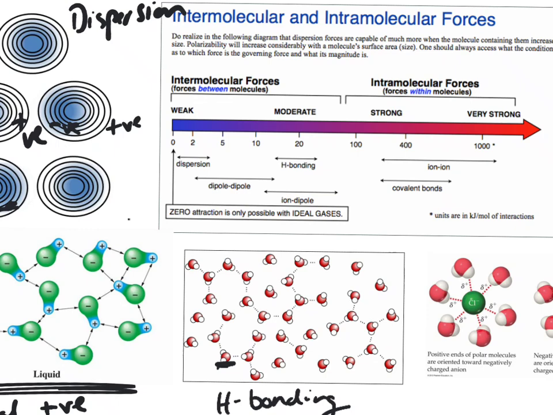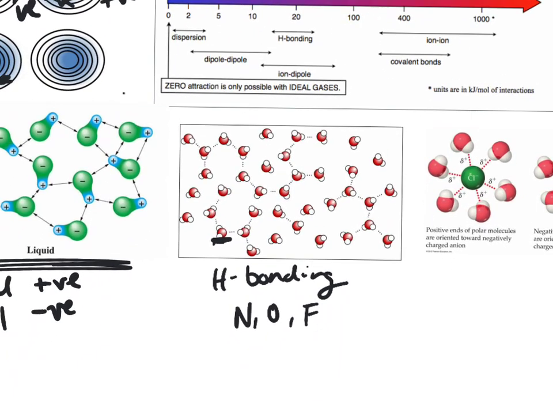So you're going to see hydrogen bonding coming up in water. You're going to see it with ammonia as well. Those are 2 classic examples. There are others, of course, but those are the ones you're going to see the most.